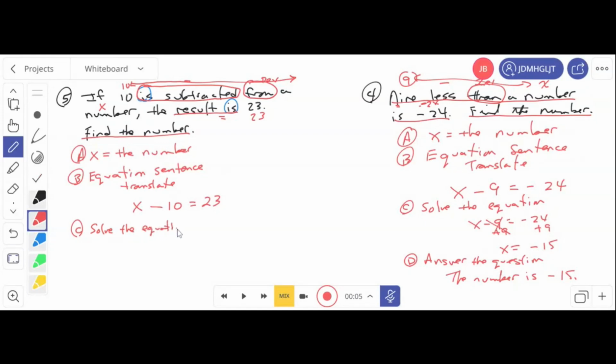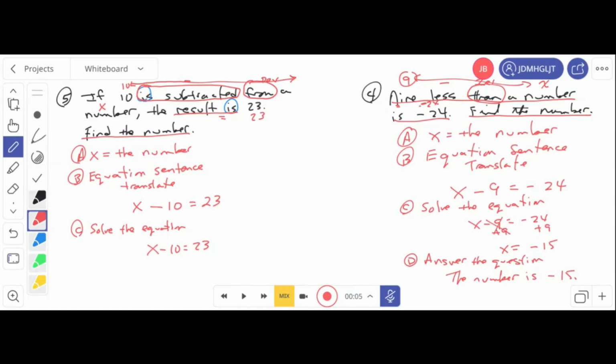Next, we solve the equation. X minus 10 equals 23. We get rid of parentheses, there aren't any. We combine like terms, there aren't any. We eliminate variables on both sides. We don't have variables on both sides. Step 4 is our stop sign. Check and make sure there's only one variable term in the problem. There is. That means we can move on.